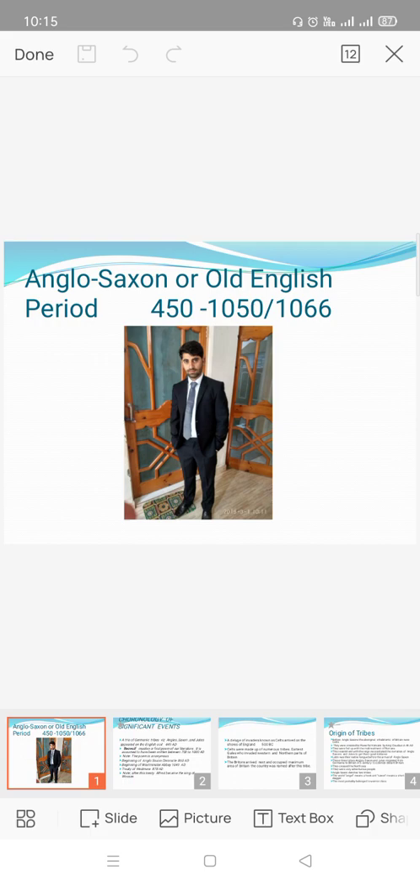So without wasting our time, let's start with the topic, that is Anglo-Saxon or Old English period. As you are quite familiar with this topic, this is the very first period of English literature, and the period begins around 450 and it lasts till 1050, or in some books it is 1066.